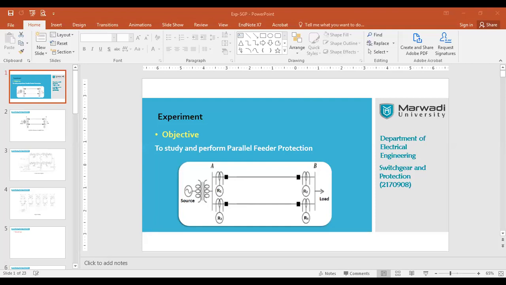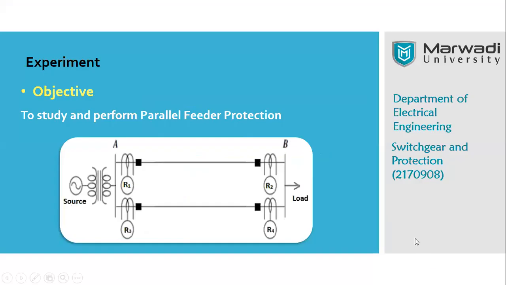So what we are going to do today is discuss 2 or 3 experiments, possibly. The theory part I will cover in today's lab session. For probably 3 experiments I will try to cover the theory: parallel feeder protection, transformer differential protection, and generator differential protection. Okay, so let me start with the first.